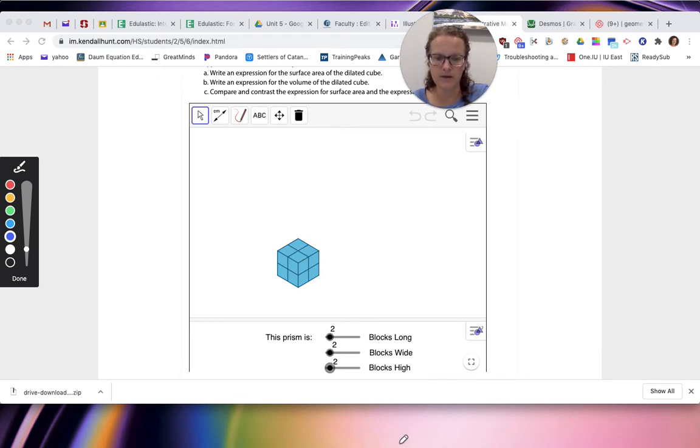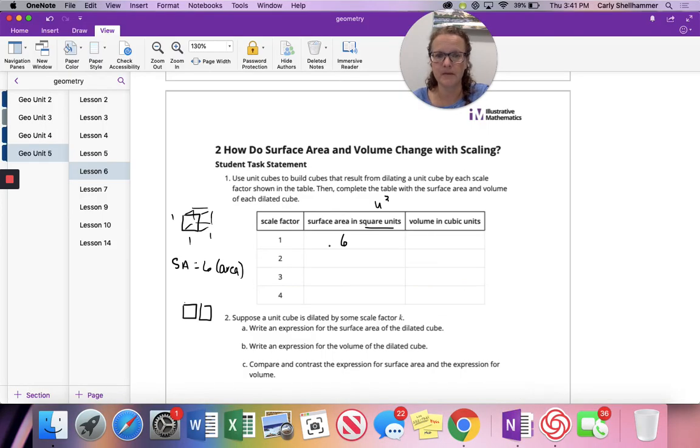All right, so let's go over here. I still want you guys to take notes. So we did scale factor of 2. Our surface area is going to be 24. And I think we can see a pattern. So we're 6. I think we might be able to see a pattern. Can you guys see that before?